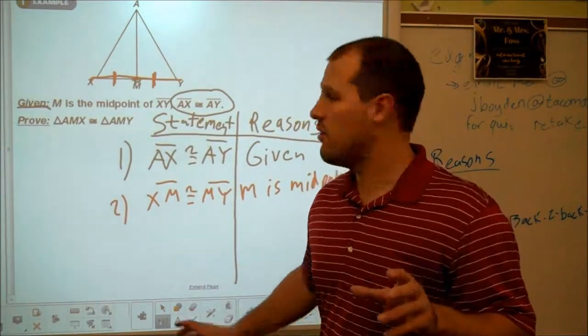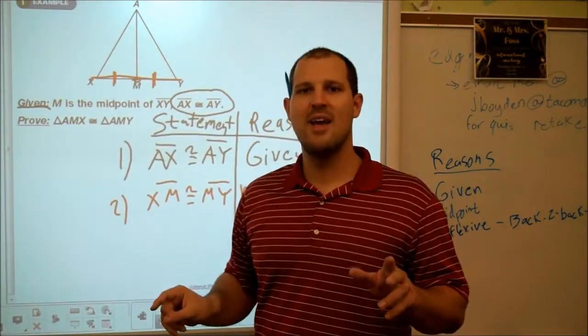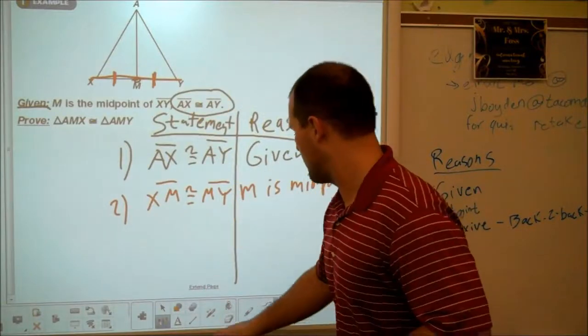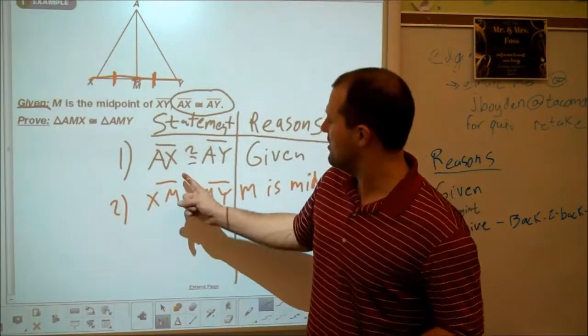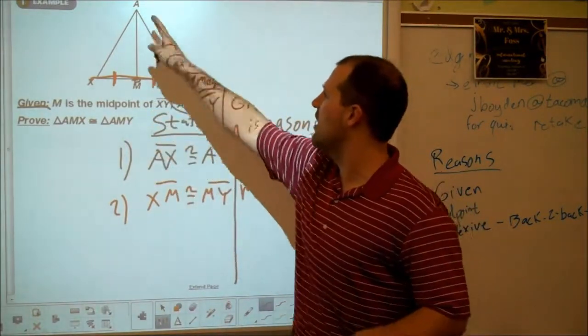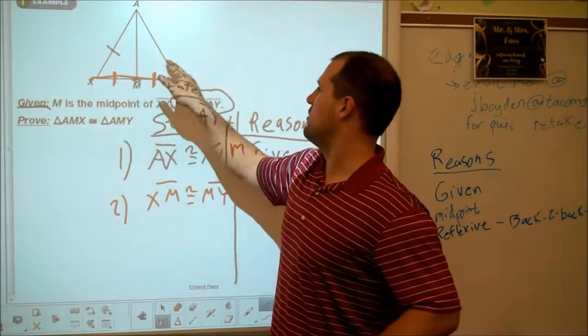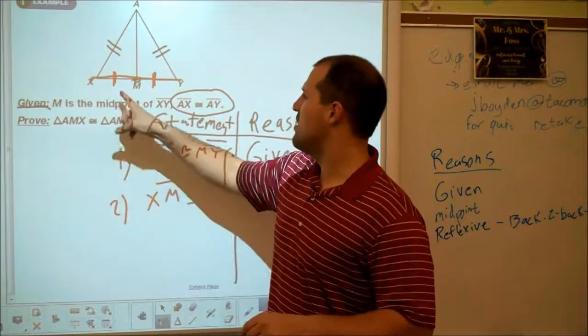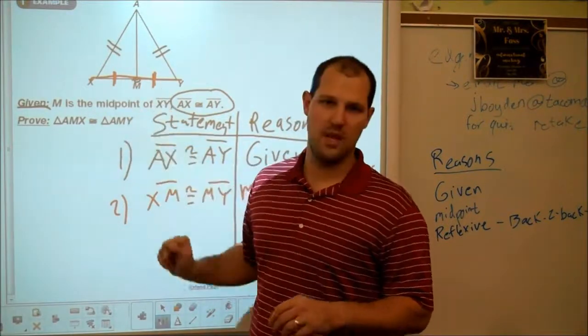Now, one thing I hope you notice is that I marked these two segments. Anytime you write a statement, we want something on the picture to match that. And so actually, I need to go back to statement 1. AX is congruent to AY. And I need 2 tick marks, because if I say there's only one, then I'm claiming it's the same as these 2 segments down here.